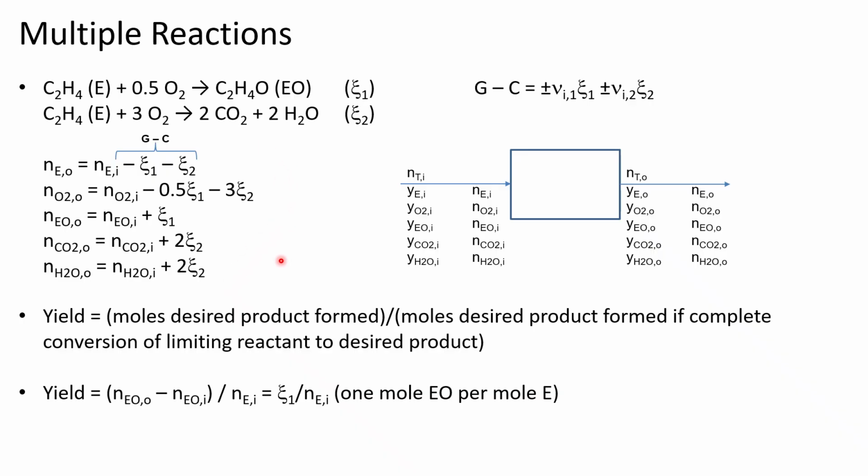So this really just builds upon what we've learned already. We just now have to look at each reaction when we calculate the generation minus consumption term to determine the flow out of a reactant and or product.